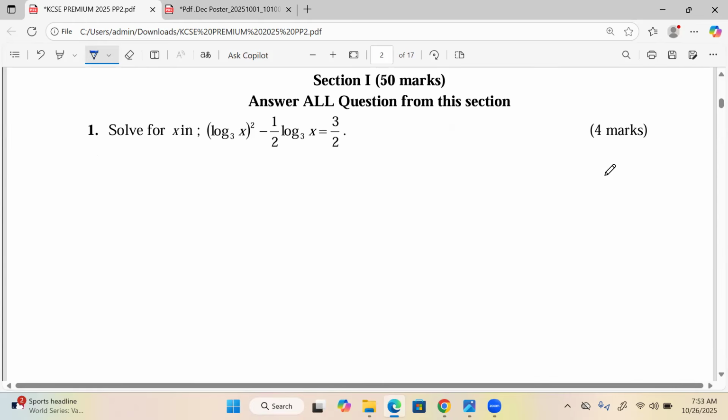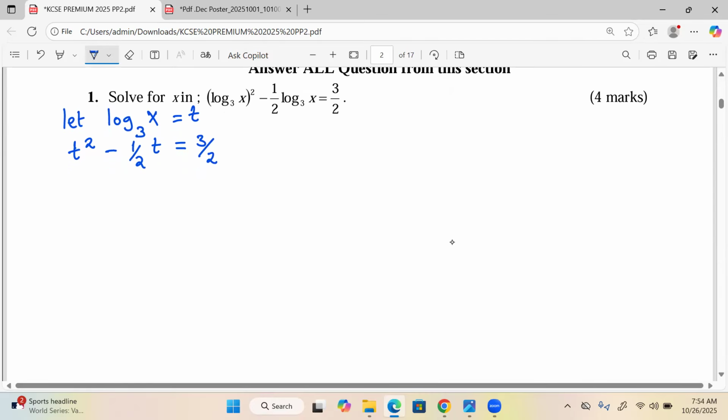So the first thing that we're supposed to do here, when you look at the logarithm of x to base 3, it's appearing at this point and also at this point. So we can let it be a different unknown, say for instance, t. So we can let the log of x to base 3 be t, so that now when we re-express our equation, we shall be having t squared minus half the value of t equals 3 over 2, like that.